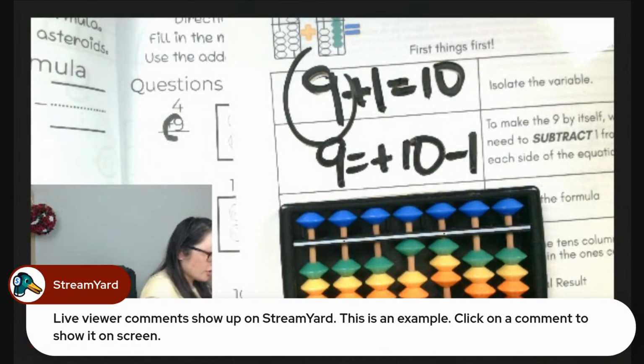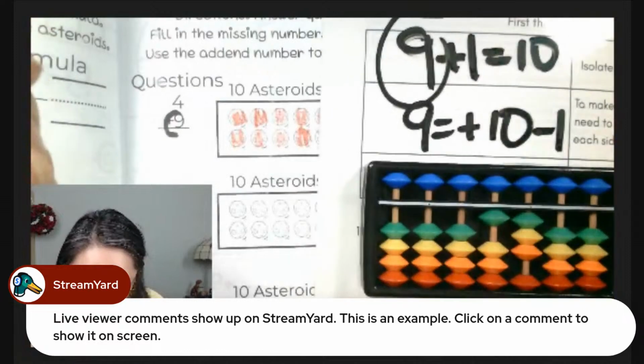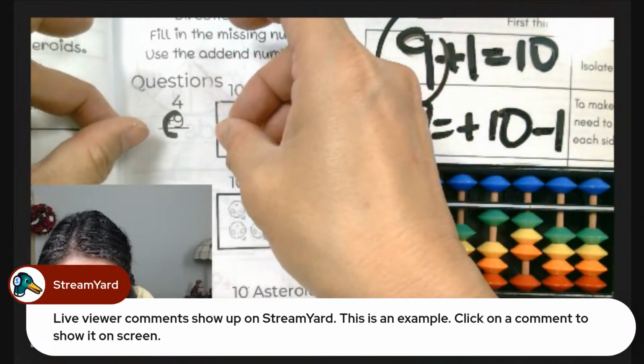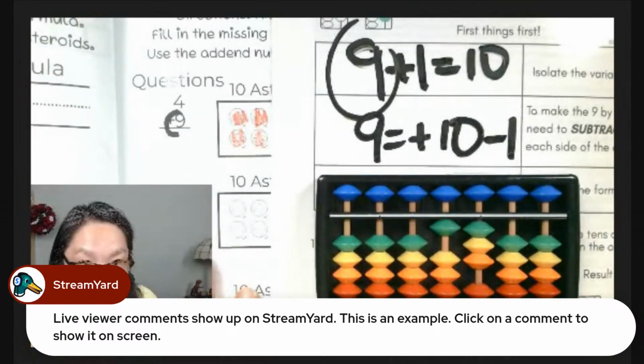Does that make sense? So what did we just do? What we did is we learned how to make a 10. Easy?